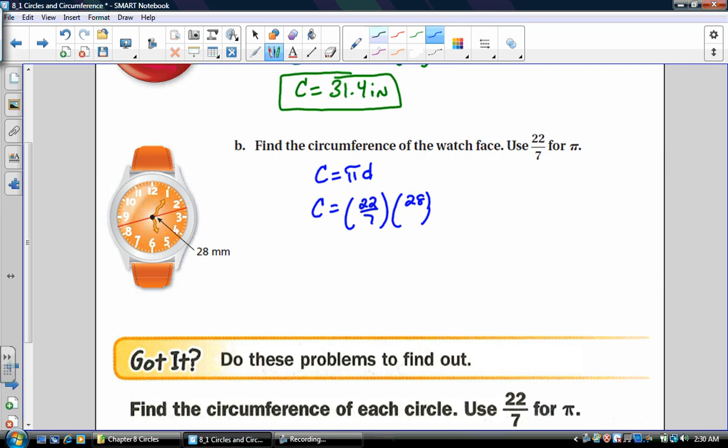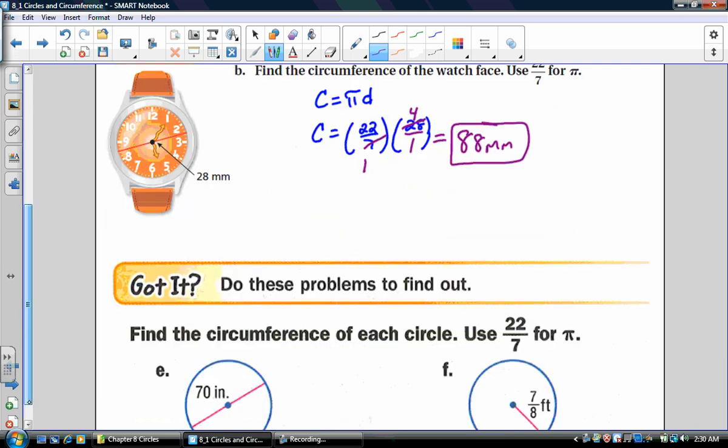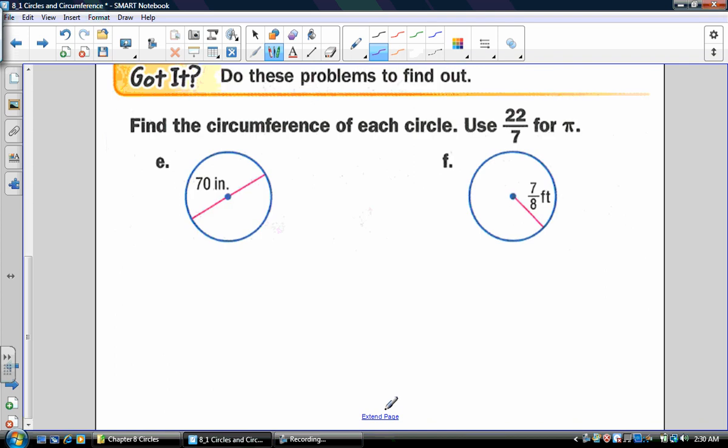Right? We're going to put that 28 over 1. Going to divide out 7 and 28 by 7. So that becomes 1. That becomes 4. Numerator times numerator, denominator times denominator, we get 88 millimeters for the circumference there. All right. Try a couple of other examples.